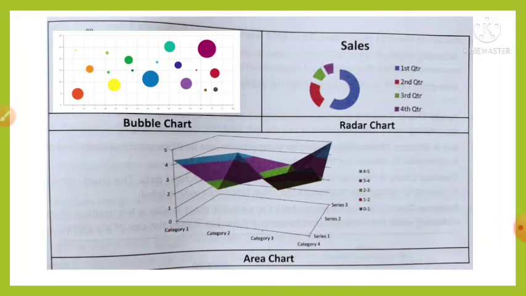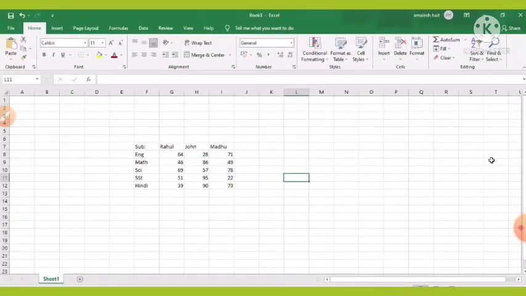Okay, so in addition to these 11 chart types, Excel 2016 has also introduced 6 new chart types: waterfall chart, histogram chart, Pareto chart, box and whisker chart, tree map chart, sunburst chart. Got it? So we have already learned about the different types of charts. Next we will be learning how to create charts in Excel 2016. So let's start.